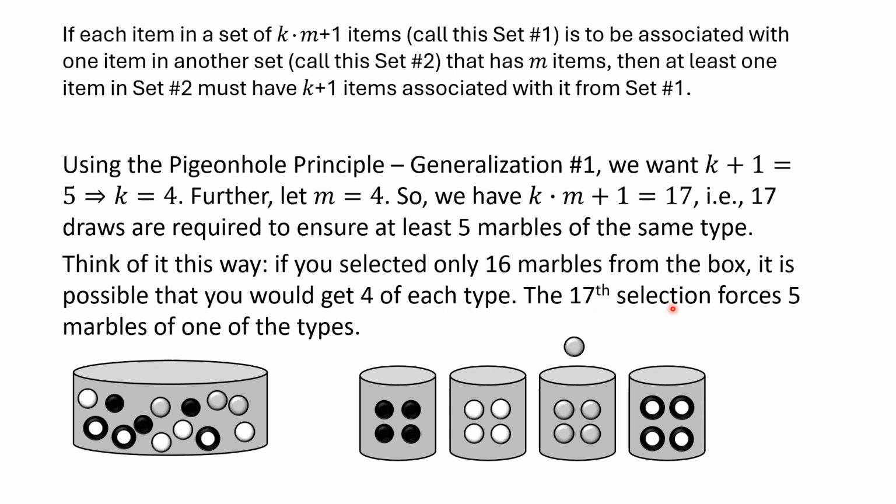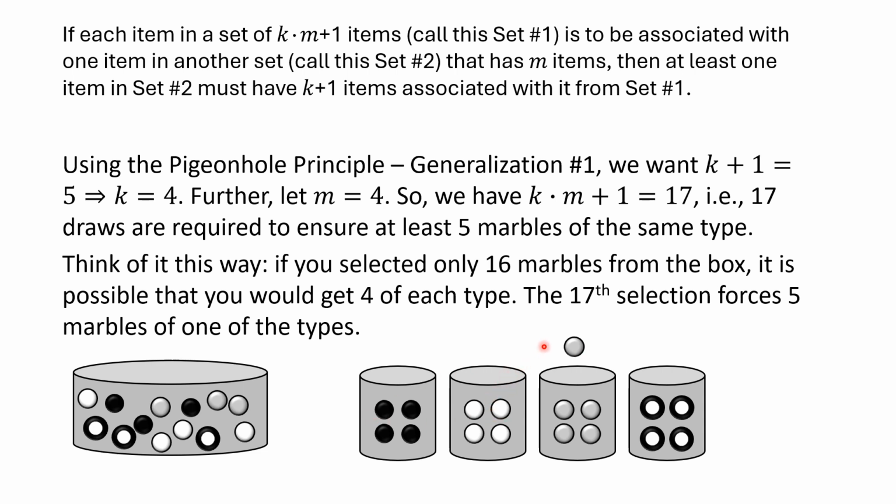And doing the worst case analysis, we want to say what's the largest number of marbles we can draw out of here before we're forced to draw a 5th marble of a particular type. So the worst case, and I know this is improbable, is we could get 4 black, 4 white, 4 gray, and 4 black with a white center, and we would not have 5 of a particular type. So on that 17th draw, we're forced to have at least 5 of one type of marble.